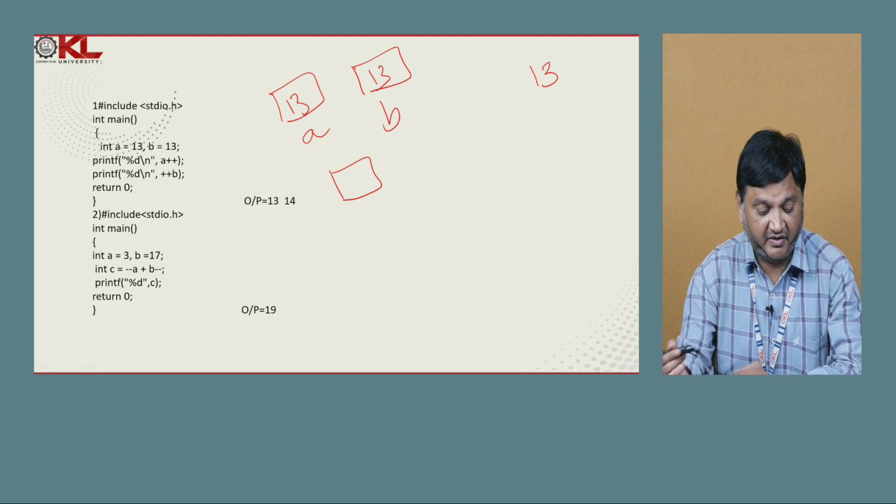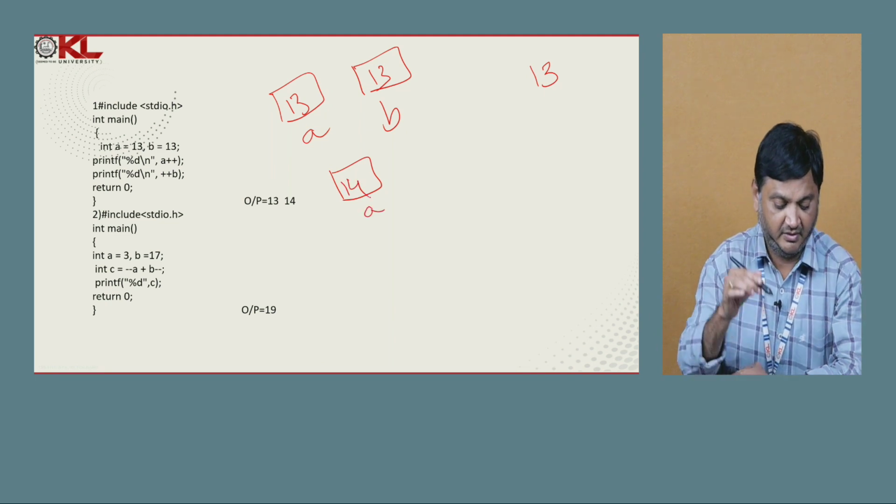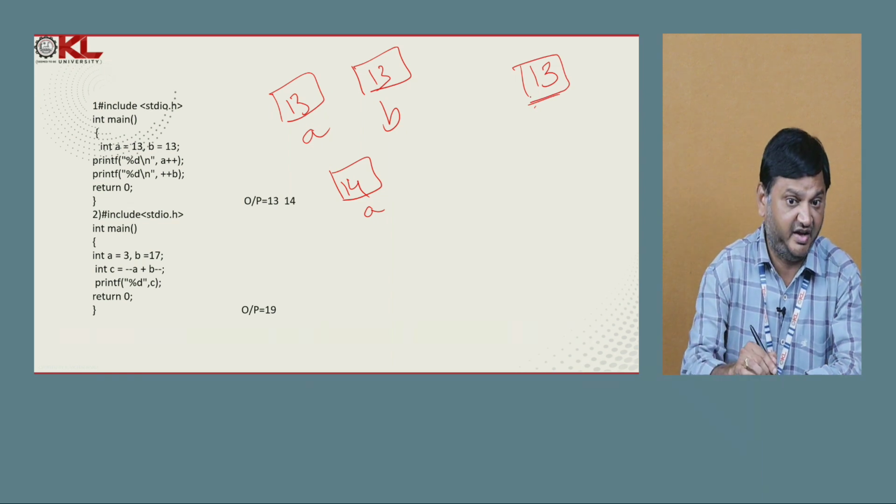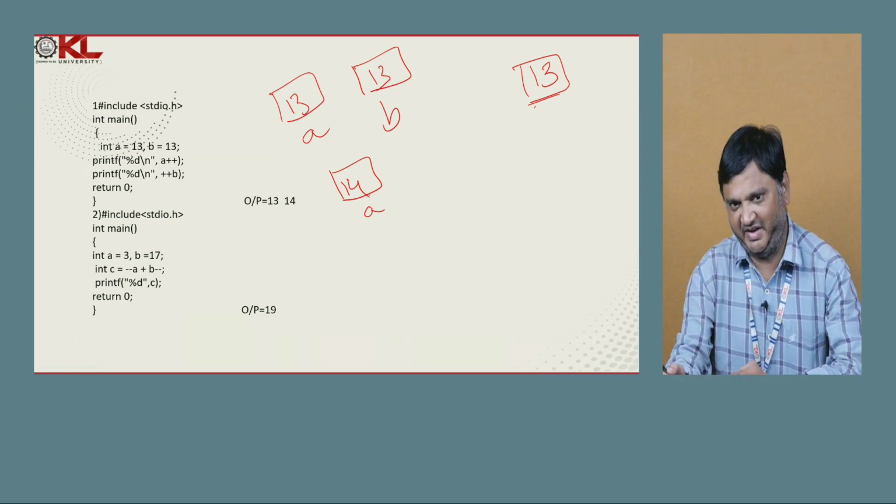But what is the value of A in the memory? Updated value 14. So, if you print A, 13 is printed on the screen. But what is the value of A? 14 is the updated value, right?